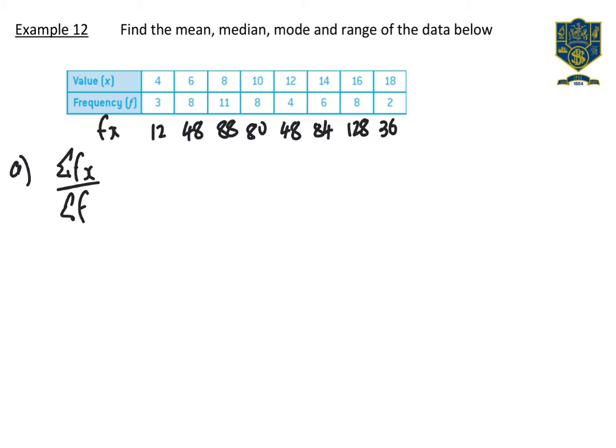We now need to work out the sum of fx and the sum of f, and that's found by adding the frequency values and the fx values. The f's all add up to 50, and the sigma fx adds up to 524. So to work out the mean, we'll divide 524 by 50, and we get 10.48.